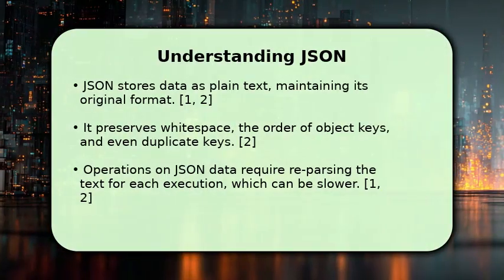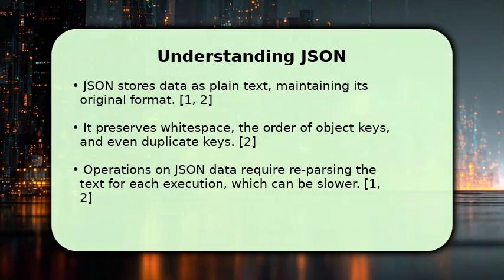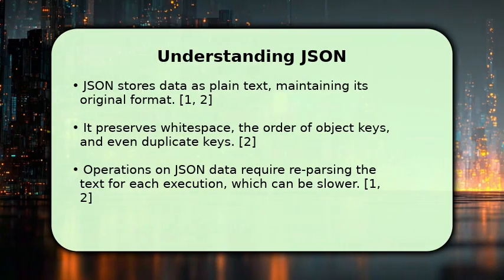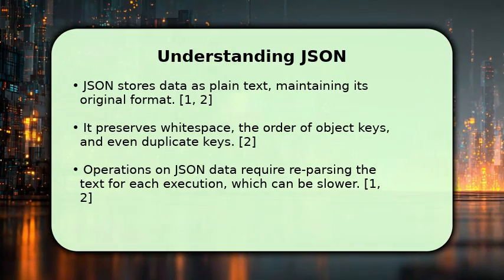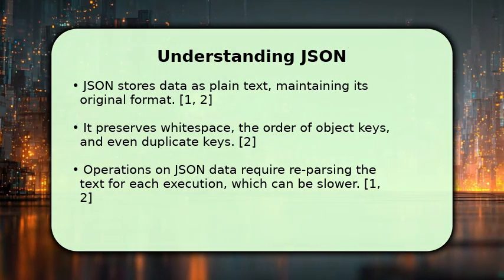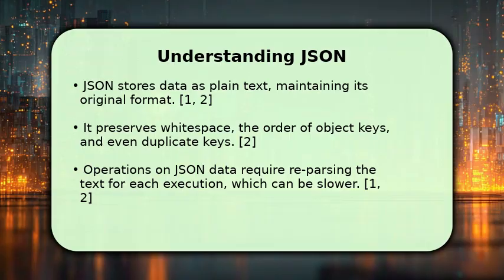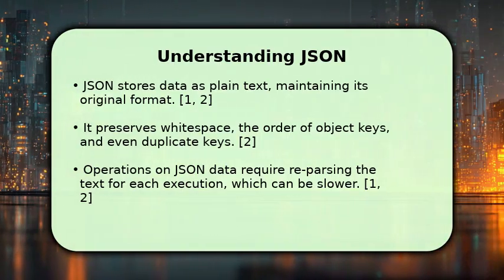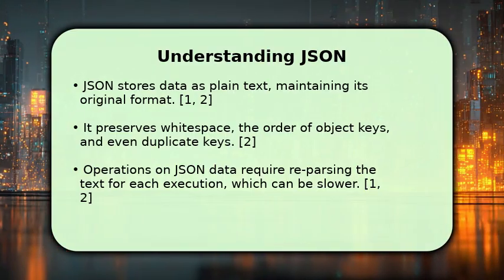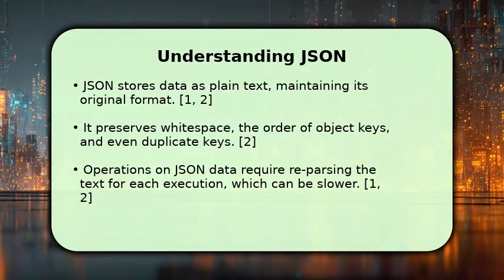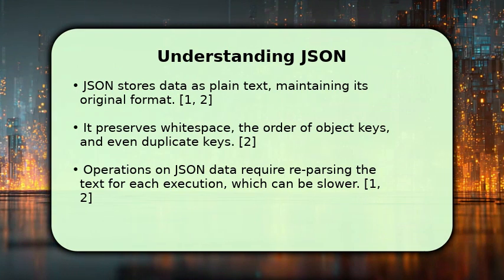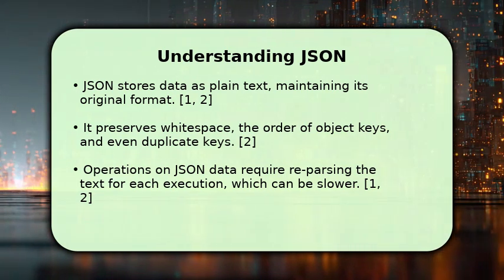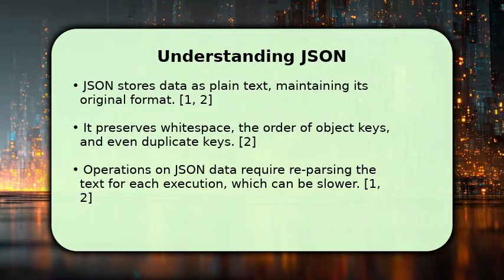The JSON data type in PostgreSQL acts much like a simple text field. It stores an exact, raw copy of your input, meaning all whitespace, the original order of keys, and even duplicate keys are preserved. While this might seem beneficial for precise text representation, it comes with a performance trade-off. Every time you query or operate on JSON data, the system must reparse the entire text, which can be less efficient, especially with larger documents or frequent operations.